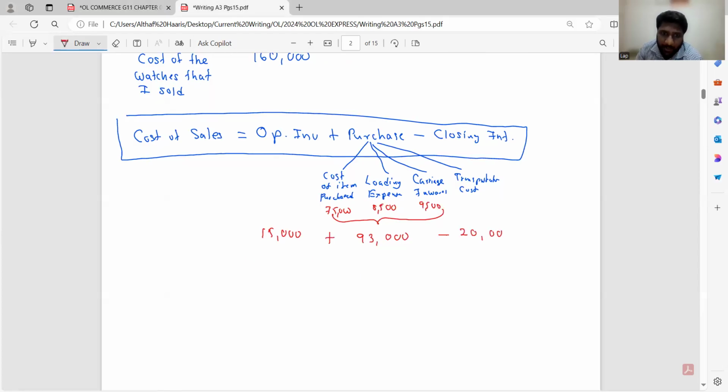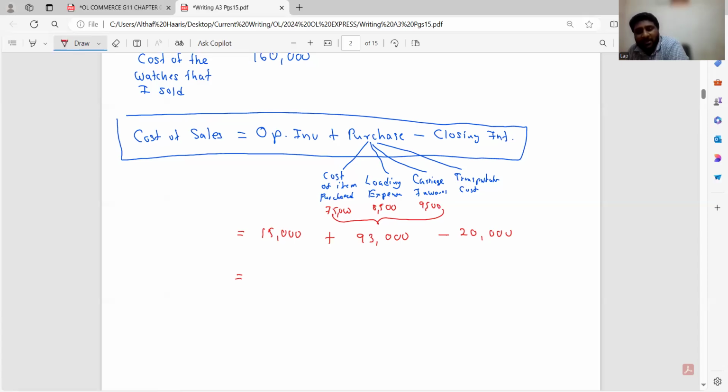Then quickly calculate and tell me, people, the cost of sales. Tell me the cost of the badu that you sold. How much is that? 115 plus 93 minus 20.